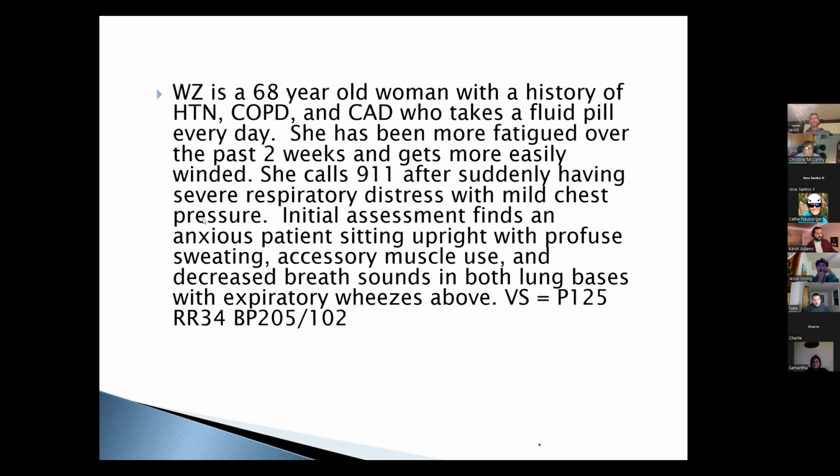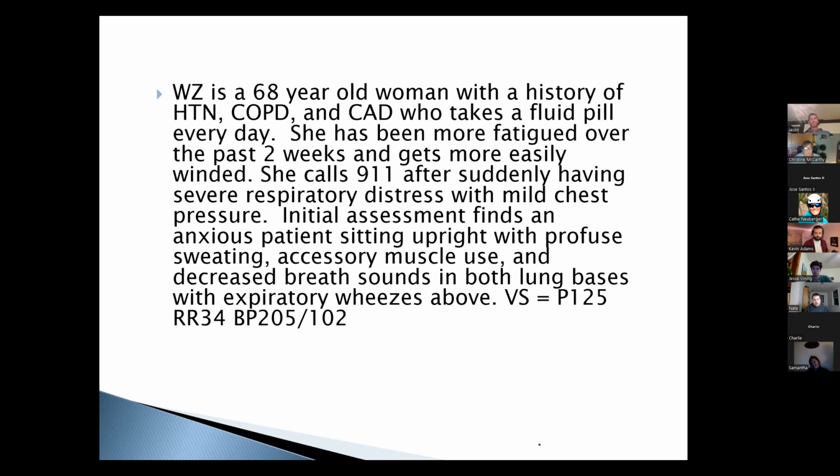Our initial assessment finds an anxious patient sitting upright with profuse sweating, accessory muscle use, and decreased breath sounds in both lung bases with expiratory wheezes. Vital signs, pulse of 125, respiratory rate 34, blood pressure 205 over 102. What do we think's going on?